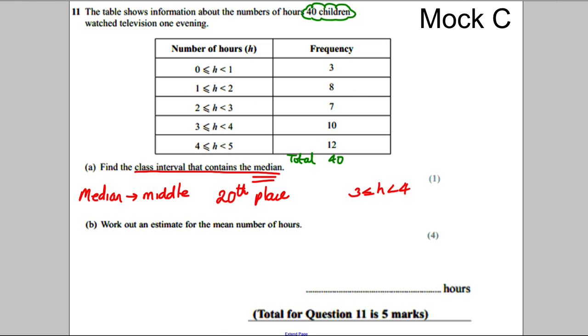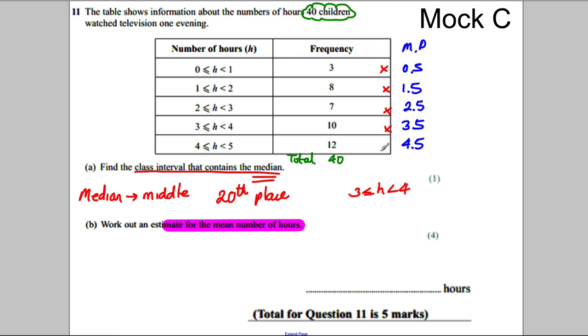Okay, and the last one is an estimate for the mean. We'll always get asked these ones for 4 marks. So remember what we have to do. We have to have a midpoint column. Halfway between 0 and 1 is 0.5. Halfway between 1 and 2 is 1.5. Halfway between 2 and 3 is 2.5. Between 3 and 4 is 3.5. Between 4 and 5 is 4.5. Then we're going to multiply these numbers together.